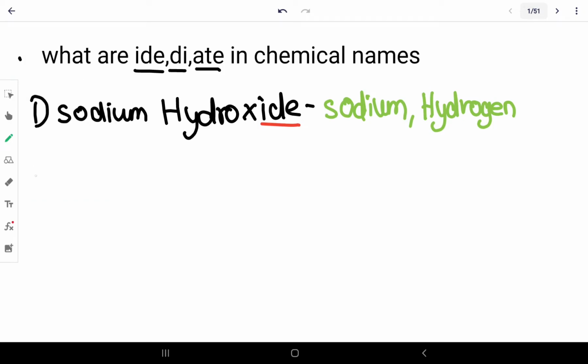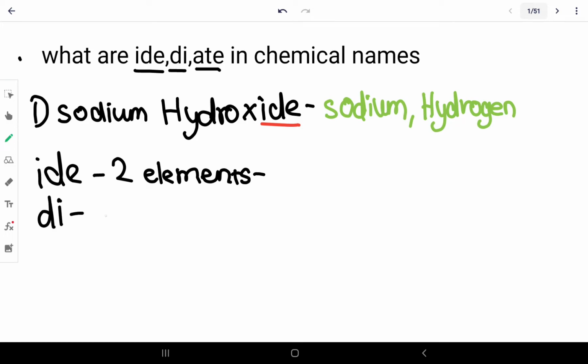So first of all, IDE means that it is telling you that there are only two elements present in it. No other elements are there, like oxygen and other stuff. An example would be sodium hydroxide. And secondly, you have DI. So di means two. So it would be two types.